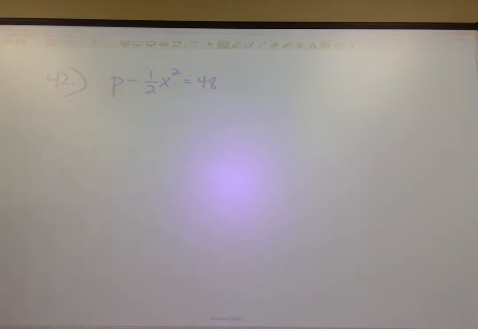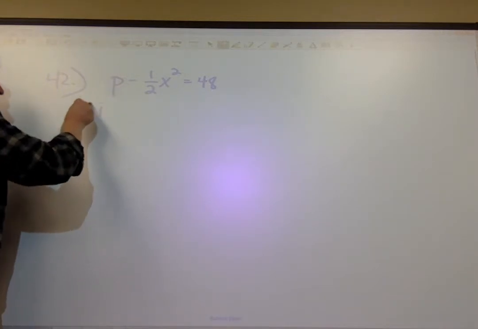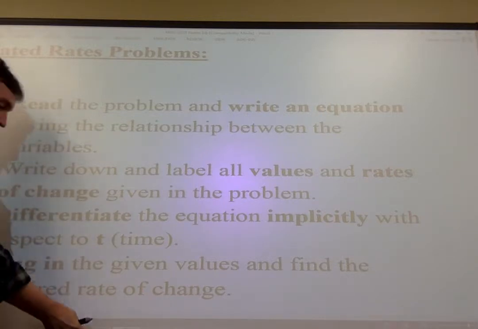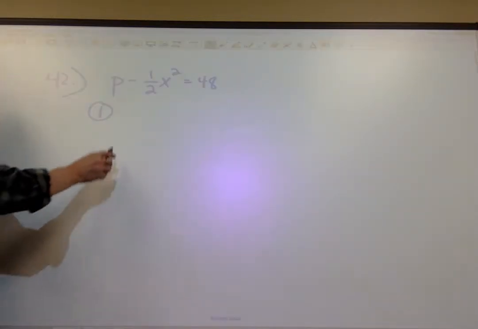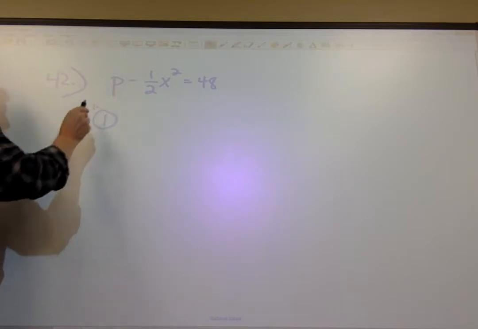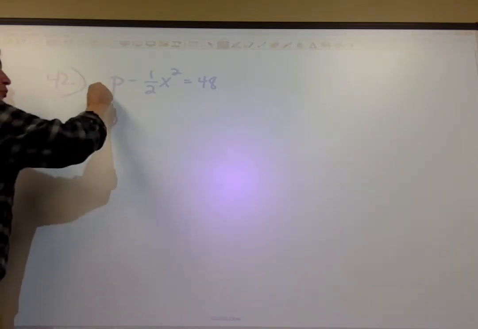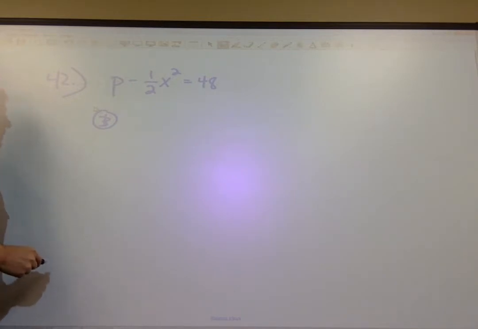Well, first thing I'm going to do, look back at it again. Write an equation. They gave it to me. I don't have to do anything. They gave me P minus 1/2 X squared. Okay? Let's go ahead and do this. Before I write down all the values given, let's go ahead and take the derivative. Okay? So I'm going to skip down to step 3. And I'm going to say, what is the derivative with respect to time?